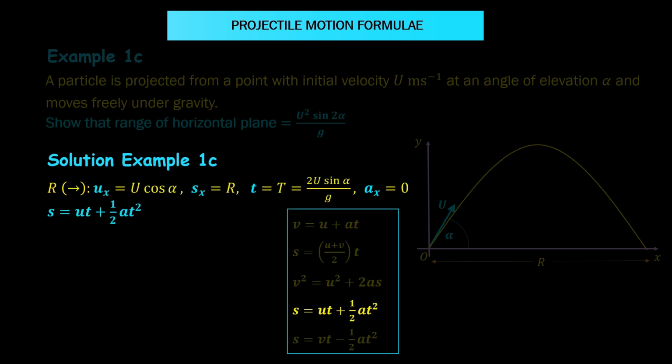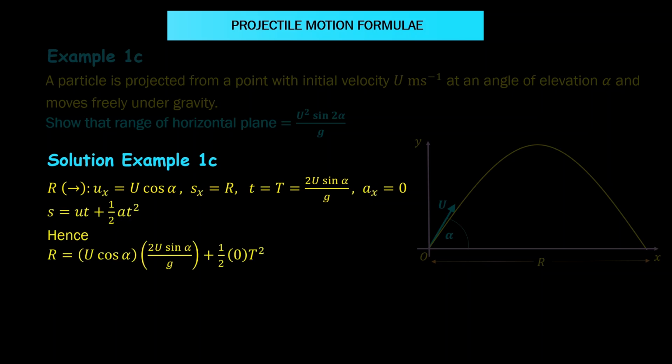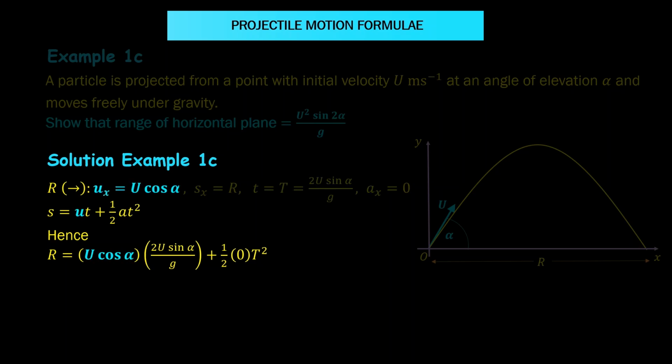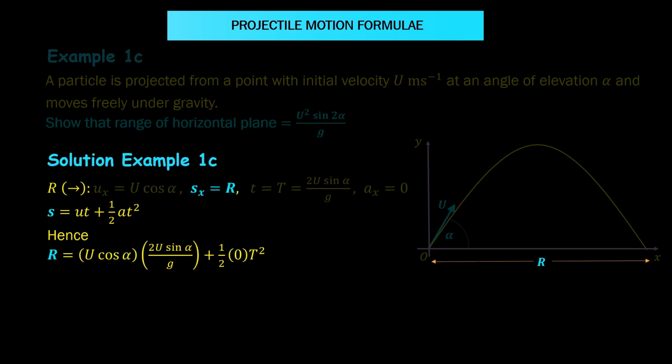As you can see from the equations of motion, the only equation which includes u, s, t and a is s equals ut plus a half at squared. So let's use this equation to find the value of r. So plugging in all the values, u goes here, s equals r goes here, t goes here, and a equals 0 goes here.